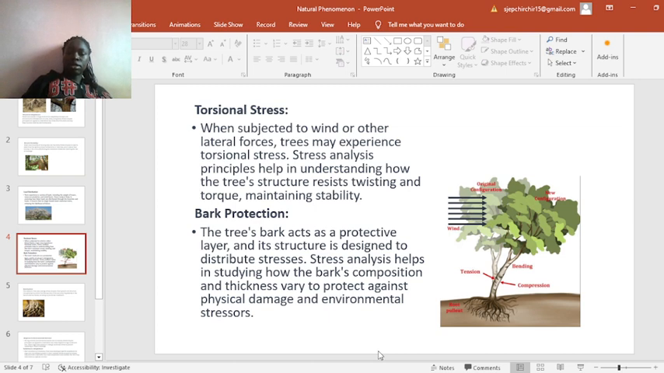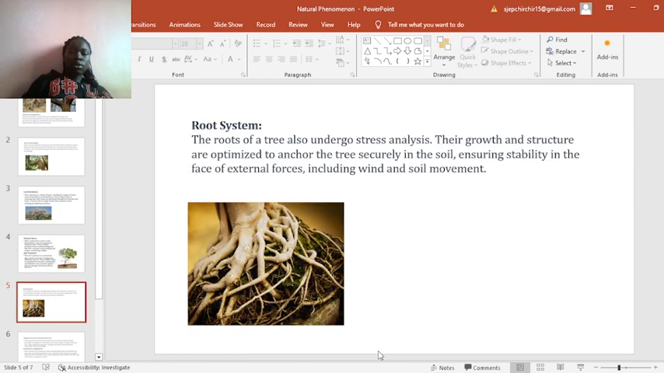If the tree does not have enough strength, if its bark and the stem cannot withstand the force caused by the wind, the tree may end up falling down or even getting broken at the section where it's bent a little. Also, we have the root system.